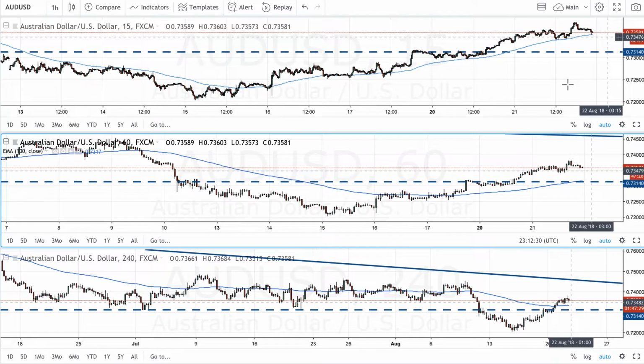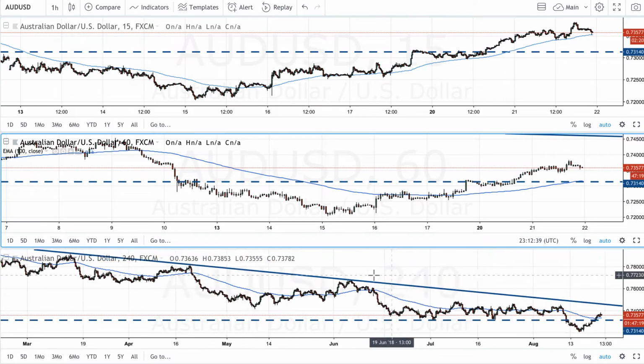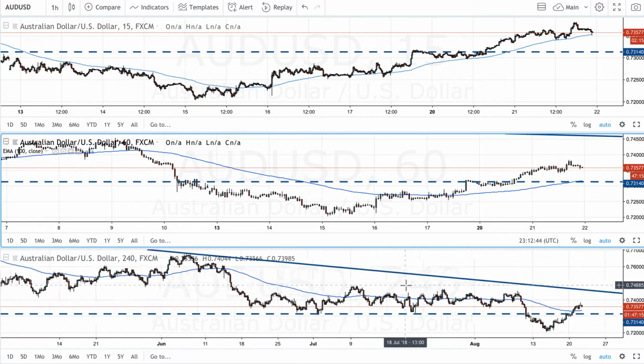So, without further ado, let's take a look at the charts. And we'll start by taking a look at the Australian dollar. Now, the Australian dollar, as we can see here, has been in a downtrend on the 4-hour chart for quite some time. And it's in the middle of a pullback.